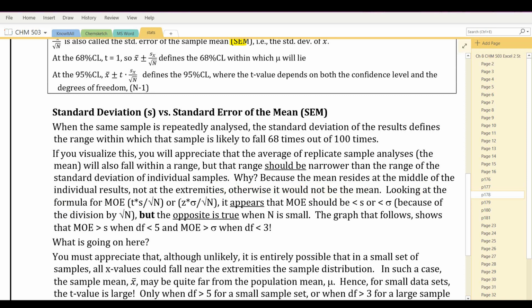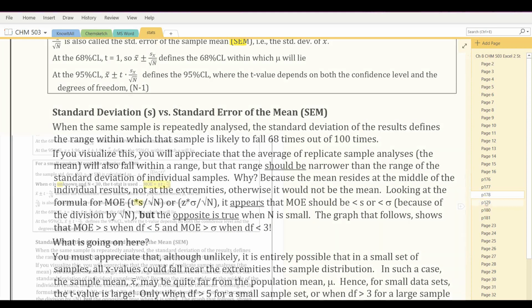So looking at the formula for the margin of error, t times s over root of n, or z times sigma over root of n, it would appear that the margin of error should be less than the standard deviation, or less than sigma, because you're dividing by root of n. But the opposite is true when n is small. The graph on the following page shows that margin of error is greater than standard deviation when the degrees of freedom are less than 5, or margin of error is greater than sigma when degrees of freedom are less than 3. What's going on? Well, let's take a look at the graph and we'll come back.